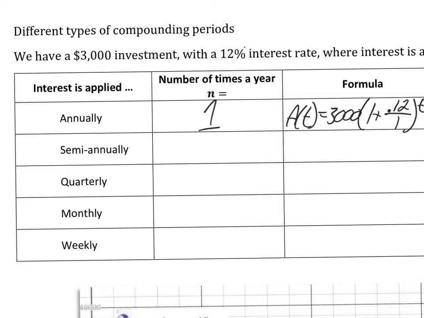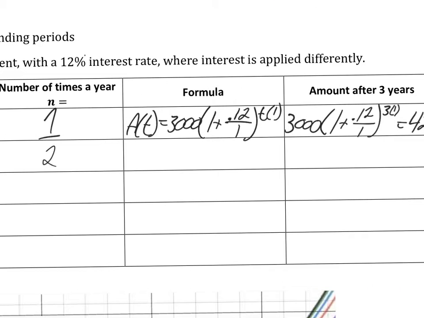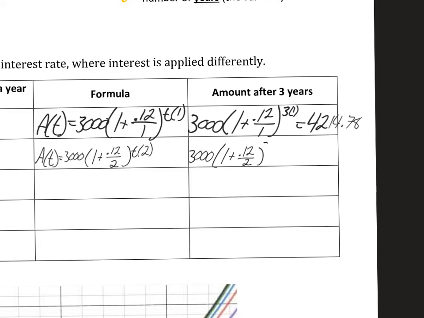Okay, so let's go ahead and try the second one. Semi-annually. The number of times per year for that one is 2. So again, my formula is A of T equals 3,000 times (1 plus 0.12 divided by 2) to the t times 2. So 3,000 times (1 plus 0.12 divided by 2) to the 3 times 2. When we plug that in online, we should get 4255.56.